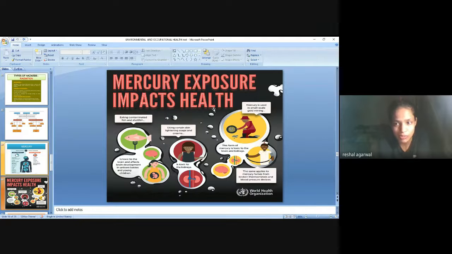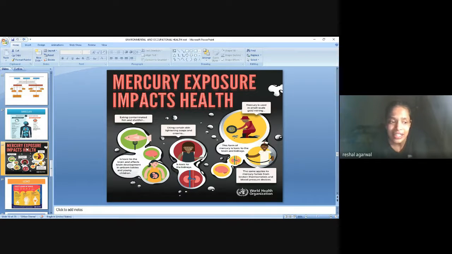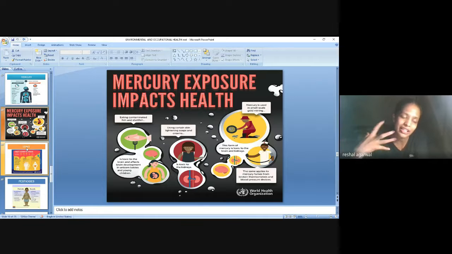Mercury is used in small scale gold mining. This form of mercury is toxic to the brain and also to the kidneys. The same applies to the mercury fumes from broken thermometers and blood pressure devices. So there are many sources from where we can get mercury exposure, and here I have listed all the hazardous effects which it can have on our health.